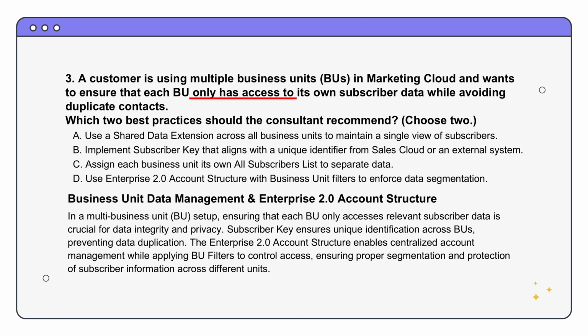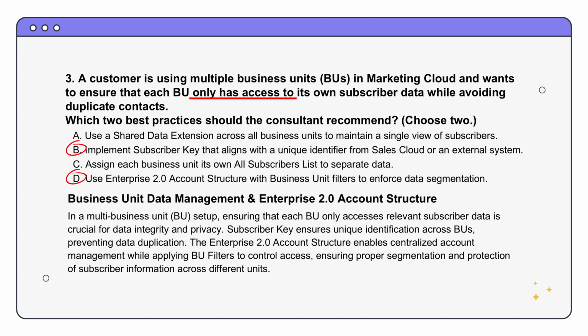Okay, so we've got 4 options. A, using a shared data extension across all BUs. B, implementing a subscriber key that aligns with a unique identifier. C, assigning each BU its own separate All Subscribers list. And D, using the Enterprise 2.0 account structure with business unit filters. Lots of options. And in this case, there are actually 2 right answers. Indeed. B and D. So let's start with B.